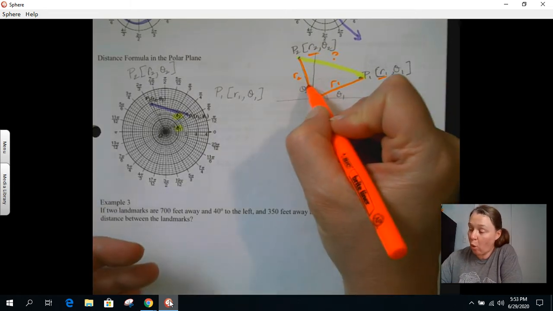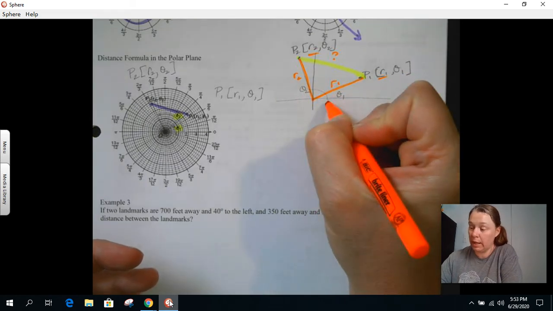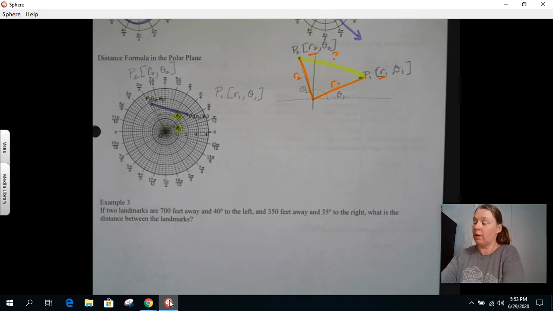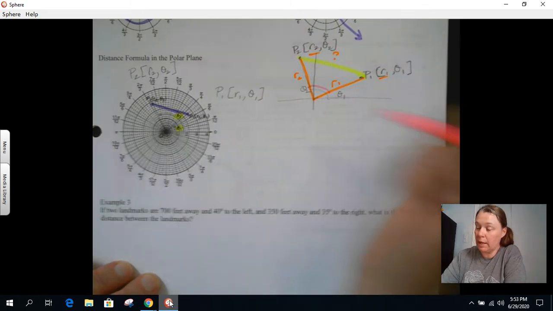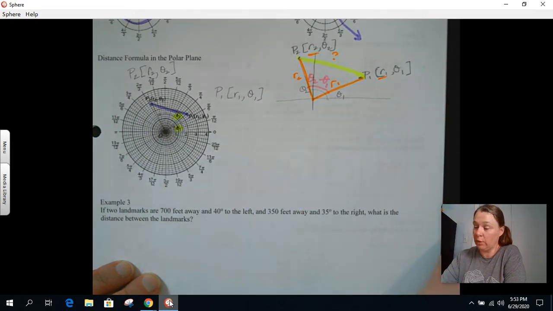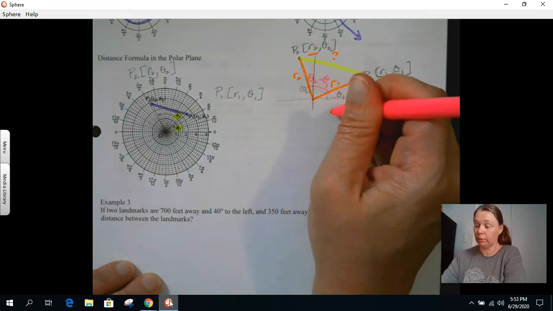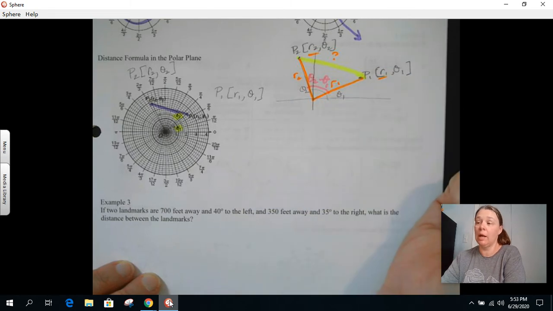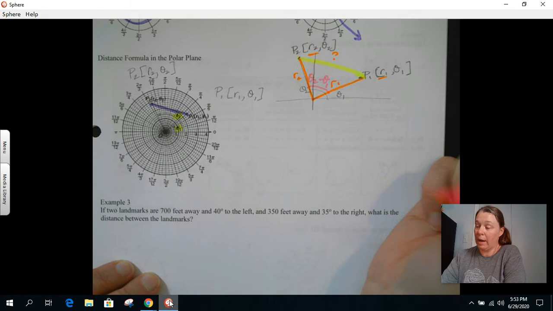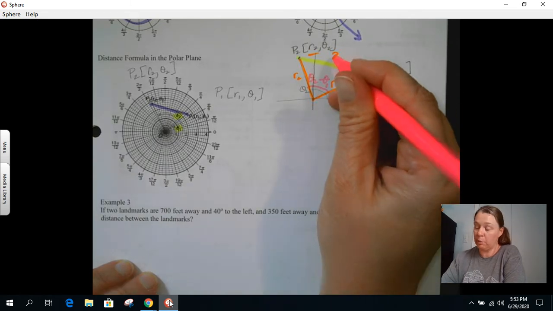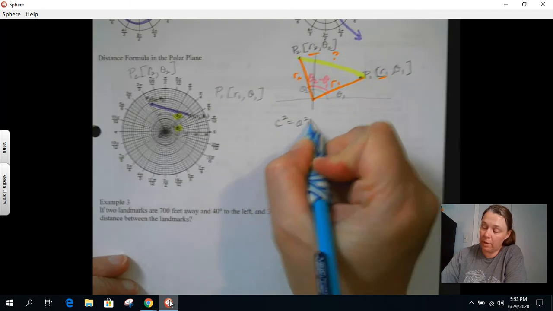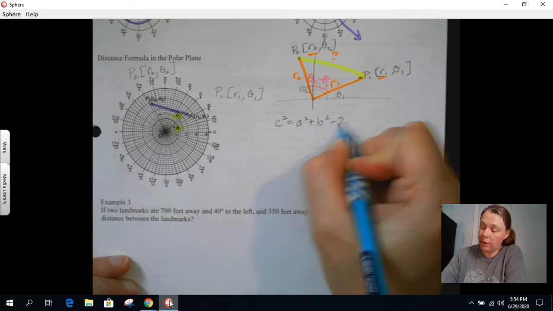Well, if I know this whole angle is theta 2 and this little angle is theta 1, then that means that this angle here is theta 2 minus theta 1. Right, so if the whole thing is theta 2 and then that little part is theta 1, then theta 2 minus theta 1. So I have an angle, but I don't have the side across, which means I can't use law of sines. That means we have to use our friend, the law of cosines.